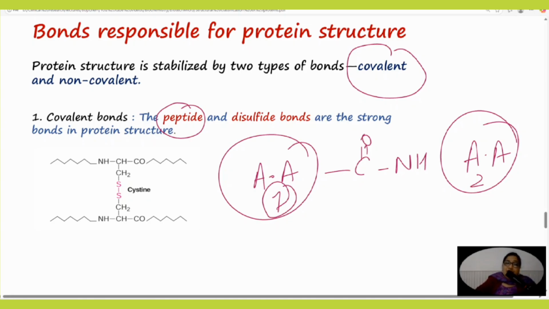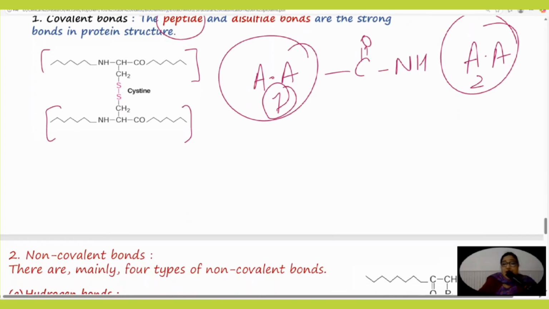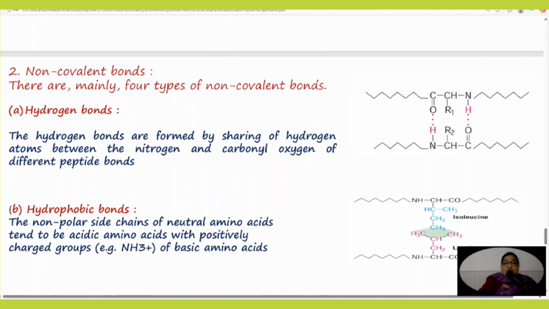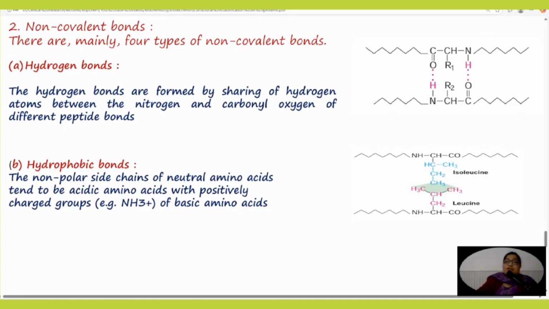And another covalent bond is the disulfide bond, which comes into play when the primary structure or the secondary structure, we can say, is folded, twisted, and bent. Then the disulfide bond will play its role. Okay. Now moving on to the non-covalent bonds. So non-covalent bonds will be mainly of four types.